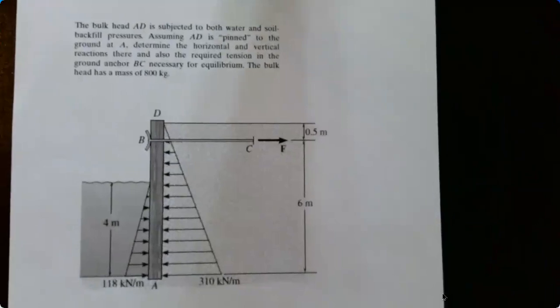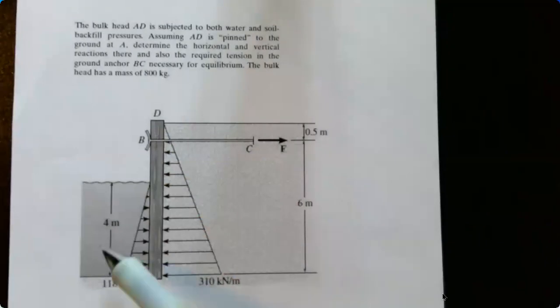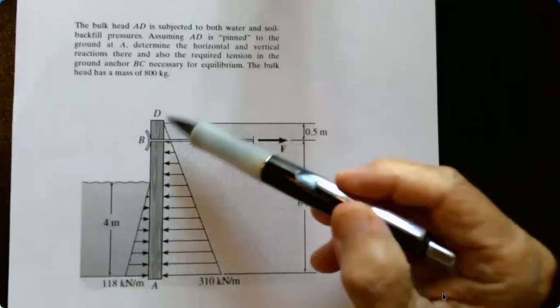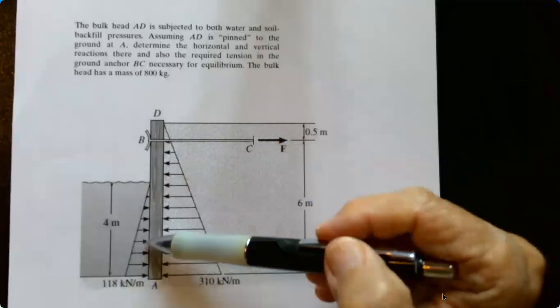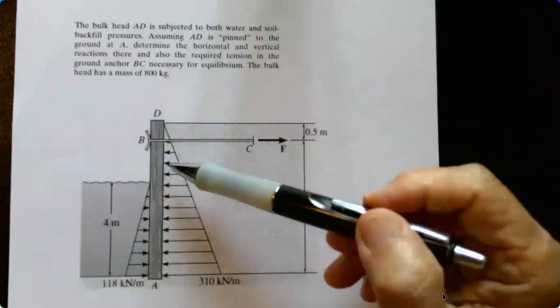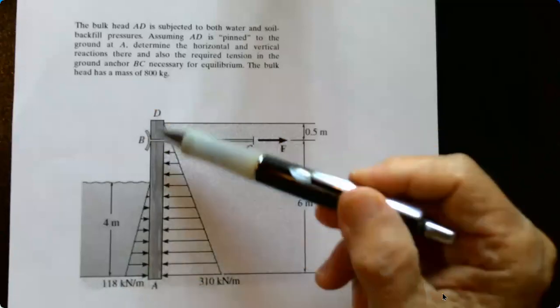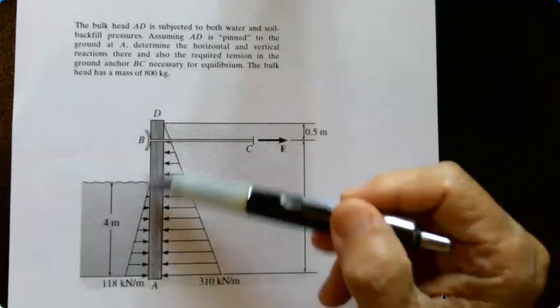This is bulkhead AD. It's a bulkhead because you're retaining water. If this was just soil that you're looking at, you're looking at a retaining wall. Okay, so without the water, this is a retaining wall, and we've all seen retaining structures in there.